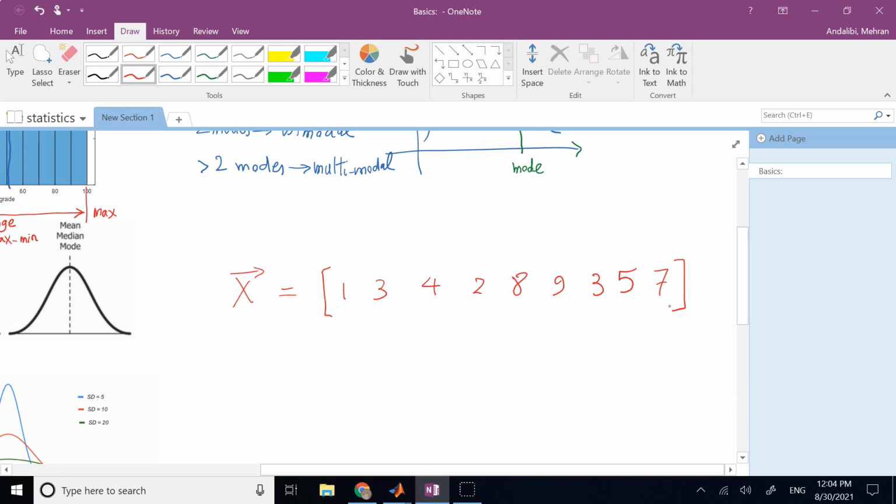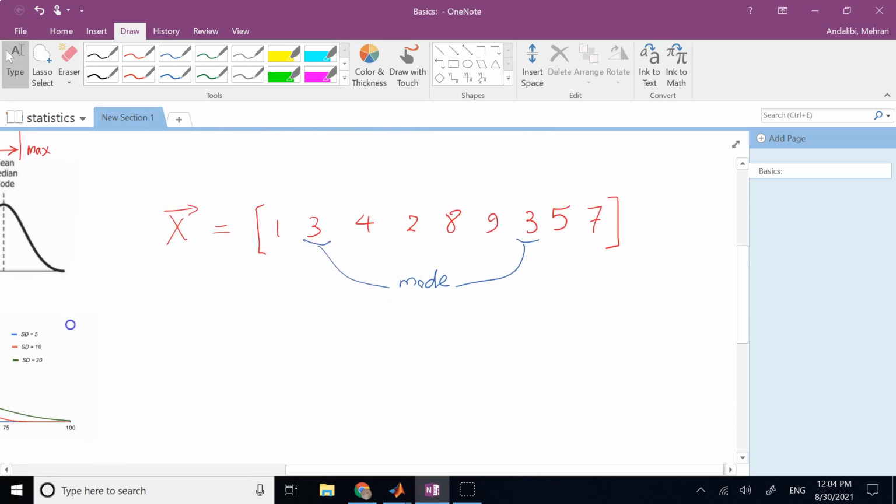So these are some numbers I have collected. If I tell you, which data is the mode, you look at which one has the highest frequency here. And you see it's 3 that has repeated 2 times, nothing else is repeated 2 times. So 3 is your what? Is your mode, the data with the maximum frequency.